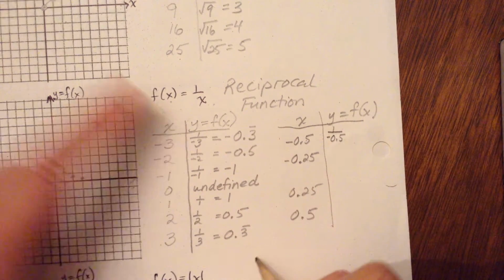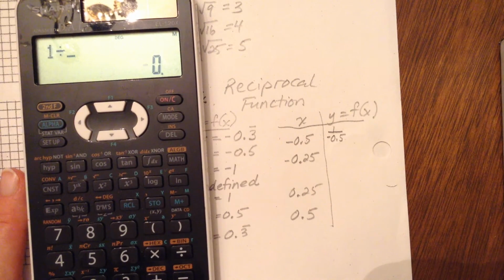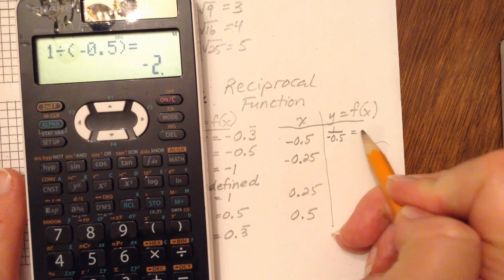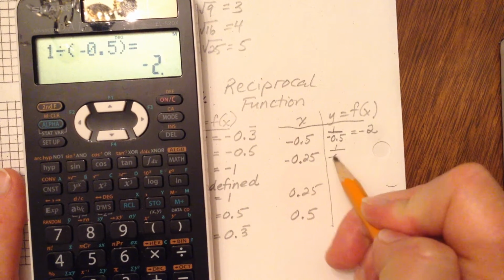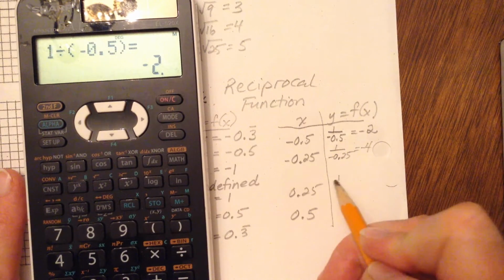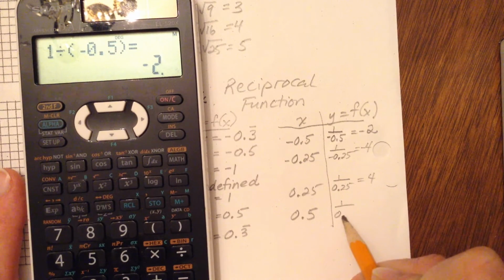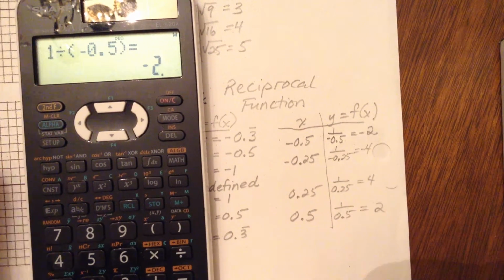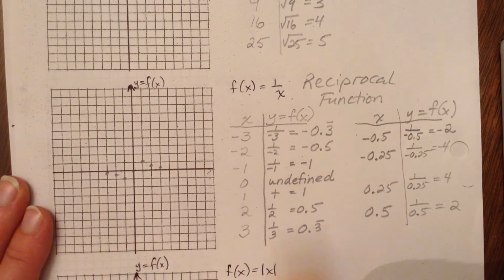So if I substitute negative 0.5 into x, I get 1 divided by negative 0.5. And if you're not sure how to do that on your calculator, so 1 divided by negative 0.5 is negative 2. 1 divided by negative 0.25 is negative 4. 1 divided by 0.25 is 4. 1 divided by 0.5 is 2. So that takes care of the values between 0 and 1 and between negative 1 and 0. So what do those look like?